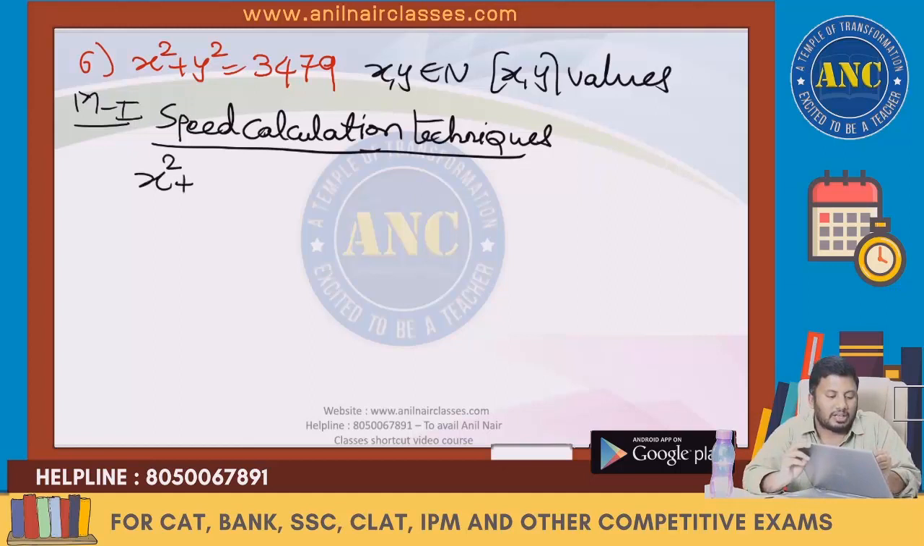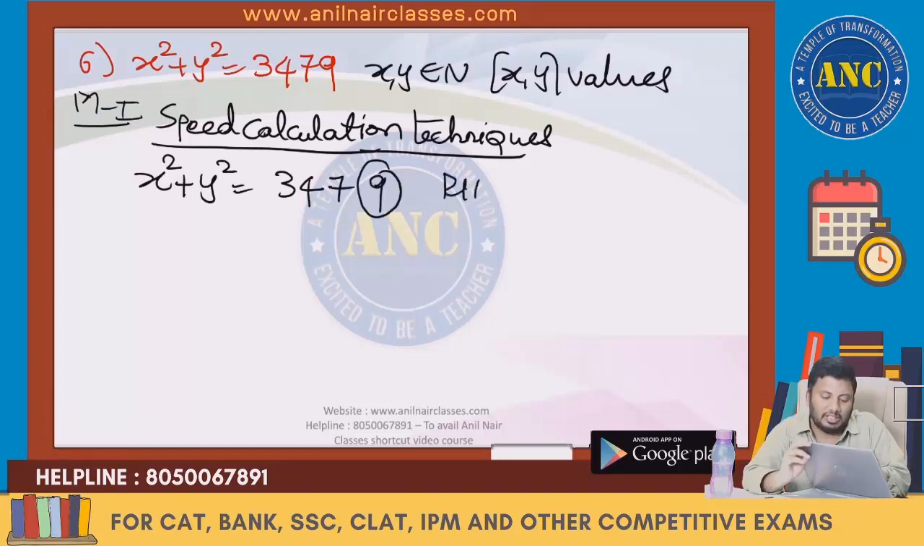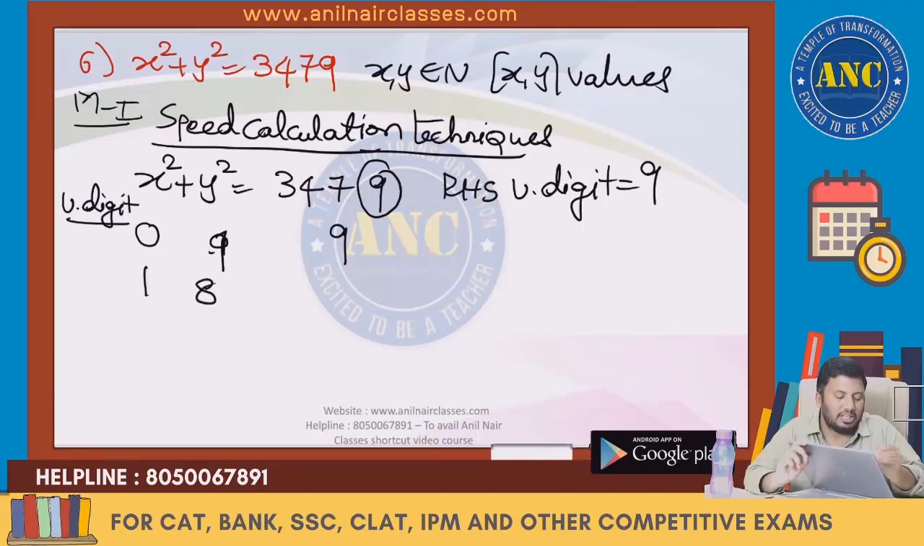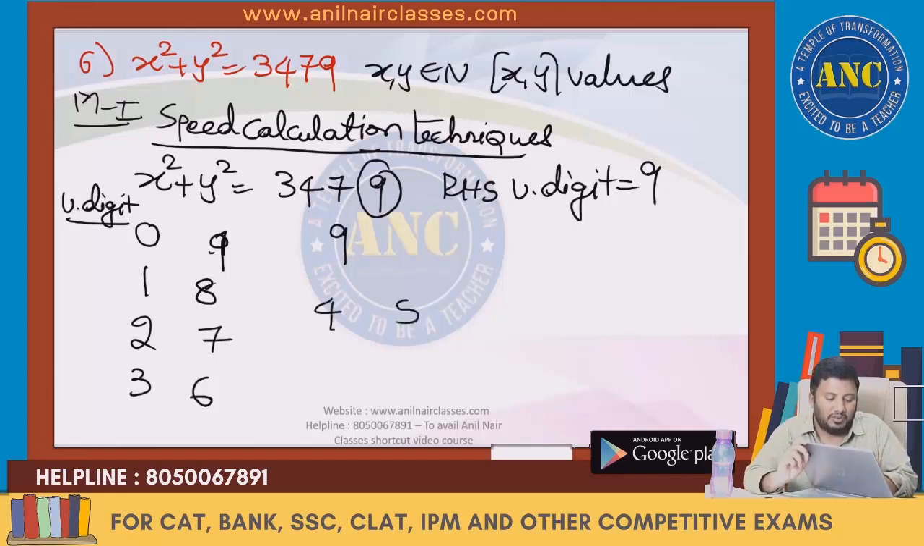See here, x square plus y square equivalent to 3479. The right hand side unit digit is 9. If it is 9, this can be 0 plus 9 is 9, 1 plus 8 is 9, 2 plus 7 is 9, 3 plus 6 is 9, 4 plus 5 is 9. And the reverse case is also possible.